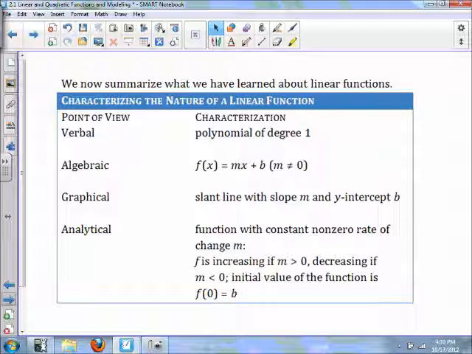Now we can summarize what we've learned about linear functions. From a verbal point of view, a line is a polynomial of degree 1. Algebraic point of view, f of x equals mx plus b. Graphical, that's just a slant line with slope m and y-intercept b. And then analytical, a function with constant non-zero rate of change. It's increasing if the slope is positive, it's decreasing if the slope is negative, and the initial value is always when x is equal to 0. So in this book, we're always going to use 4 different points of view about any type of function: verbal, algebraic, graphical, and analytical.